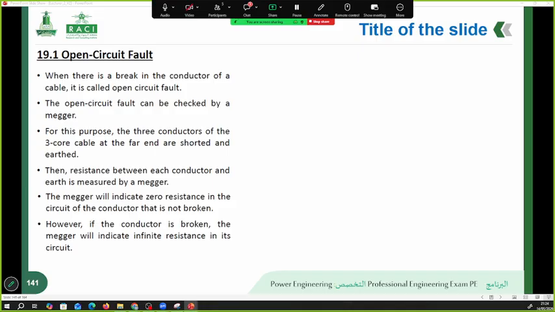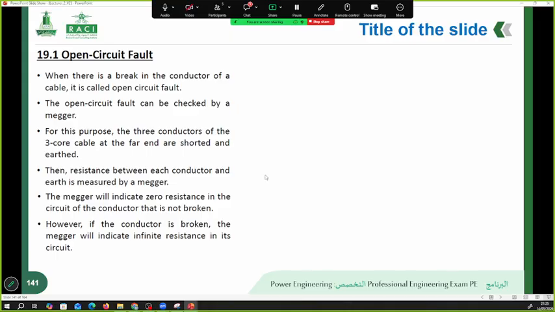Open circuit fault. When there is a break in the conductor of a cable, it is called an open circuit fault. By using a Megger device, we can find this resistance. The Megger will indicate zero resistance in the circuit of the conductor that is not broken. It means that cable is okay.